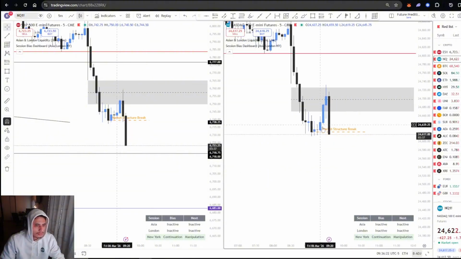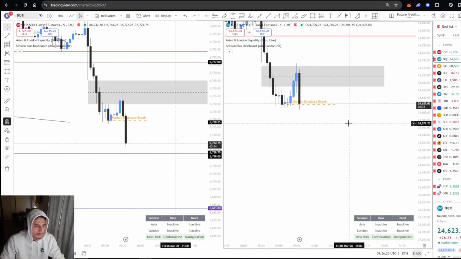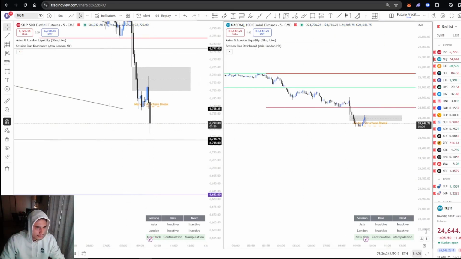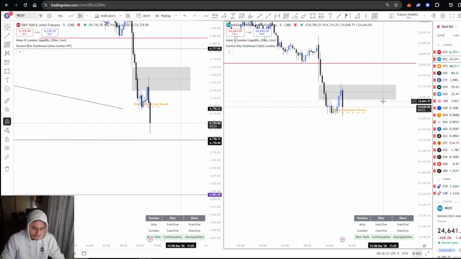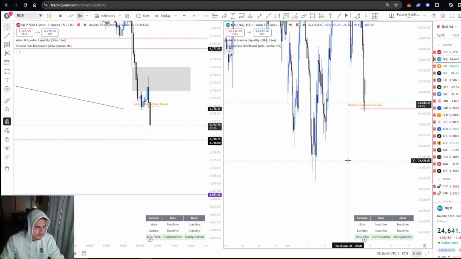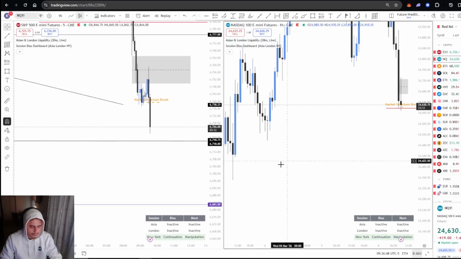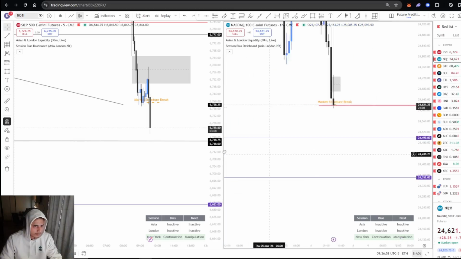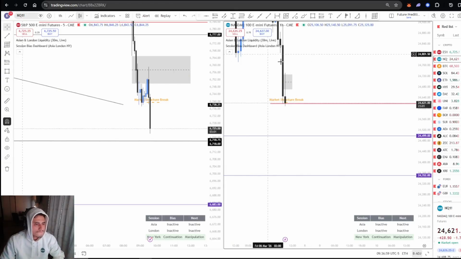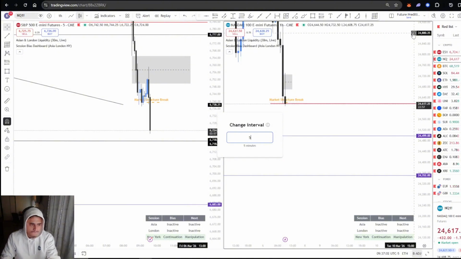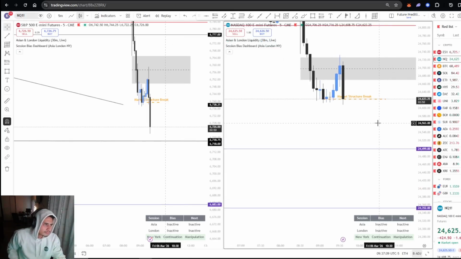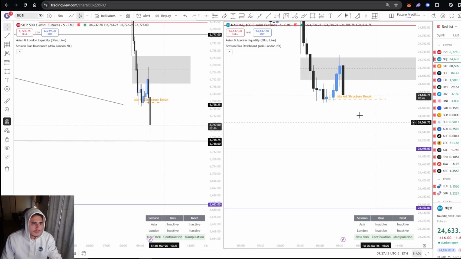Okay, yes, let's break it up. We can literally sweep this and then push back up to this area, bro. S&P 500 broke, but Nasdaq's not breaking.